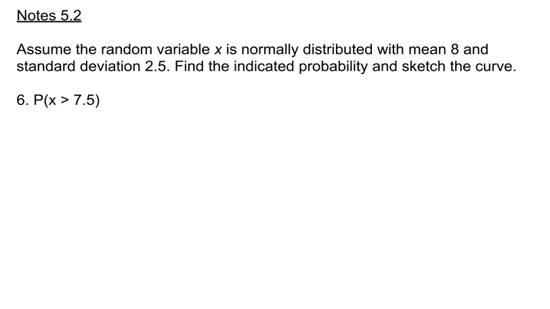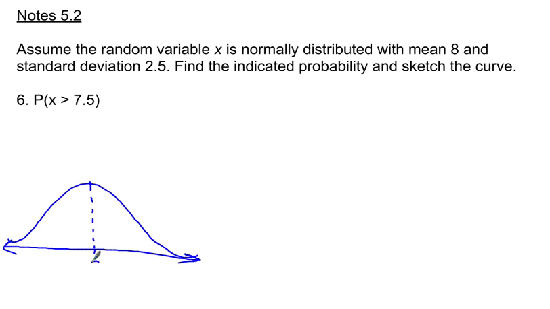On practice problem number 6, we're looking at the probability that the data value is greater than 7.5. On our normal curve, again, the mean is 8, and 7.5 is right up here near 8. We want greater than 7.5, so we're looking to the right.